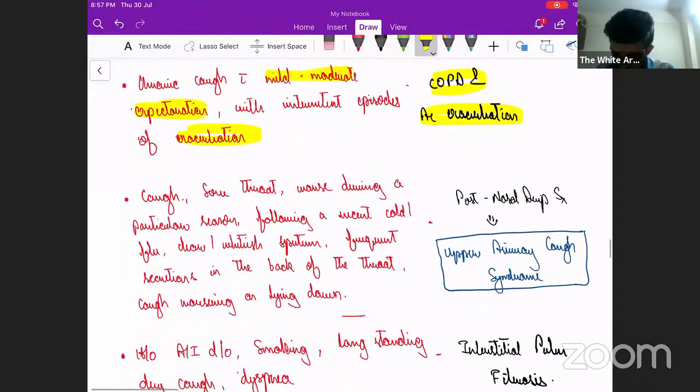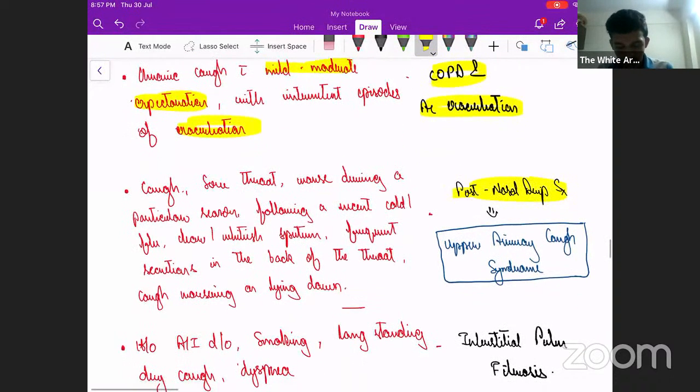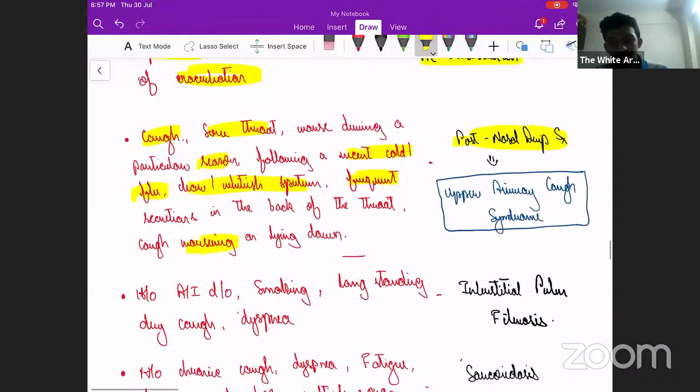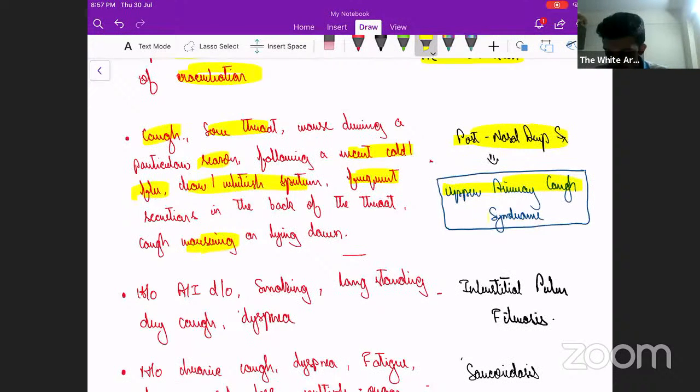Next, post-nasal drip, you consider post-nasal drip syndrome. So it can come with cough, there can be sore throat, which is worse during a particular season. So the sinusitis or allergic rhinitis which is there will worsen during a particular season. Following a recent cold or flu, it can come, and it usually comes with clear or whitish sputum. So frequent secretions in the back of the throat will be there, which will lead to irritation, which will lead to cough. Okay. And it worsens on lying down. Presently, the nomenclature of post-nasal drip syndrome has changed. It is called upper airway cough syndrome.